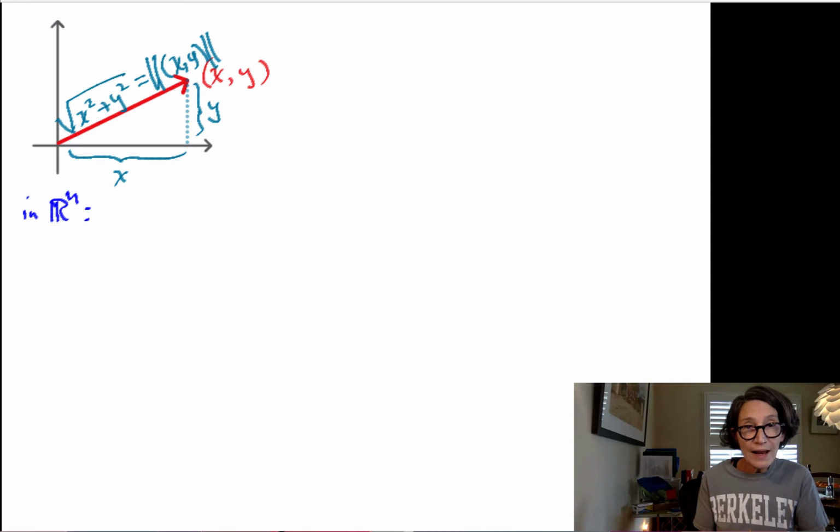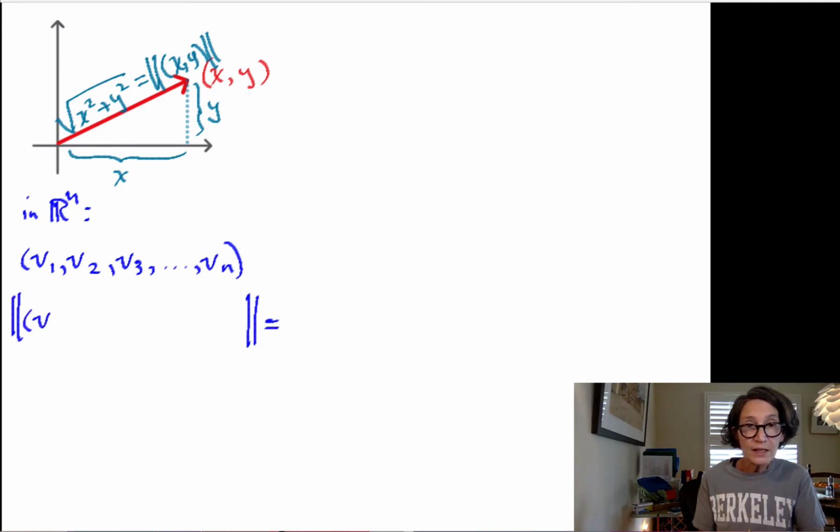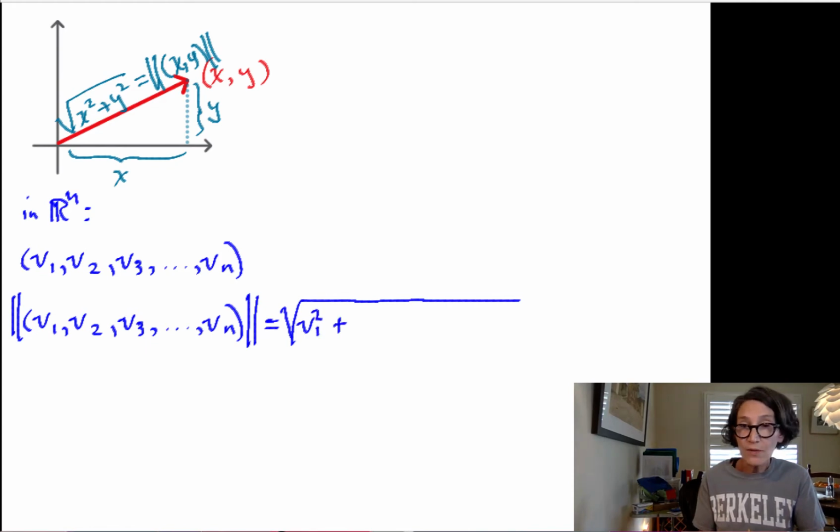So in Rn, we'd like something similar. This notion of taking the sum of the squares of the individual components and then taking the square root of that is how we're going to define the length of a vector in Rn. So I've got a vector v in Rn. It's got n components. And if I want the length of the vector, I'm just going to call it the square root of v1 squared plus v2 squared plus v3 squared up to vn squared.